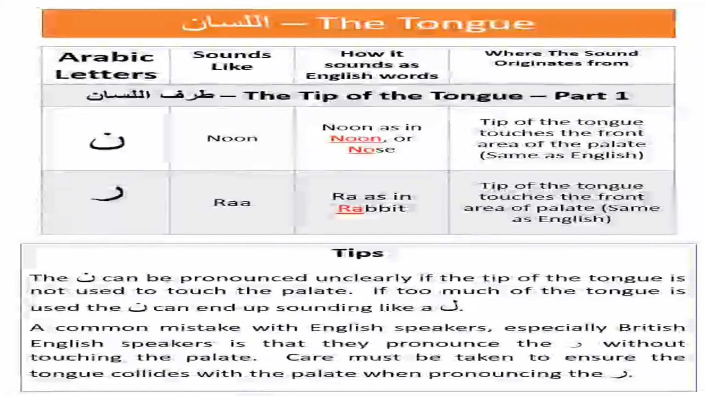In this video, we'll be going through the طرف اللسان. The طرف اللسان refers to the tip of the tongue. Now, there are many letters which come from the طرف اللسان, and that's why it's been divided into three parts.